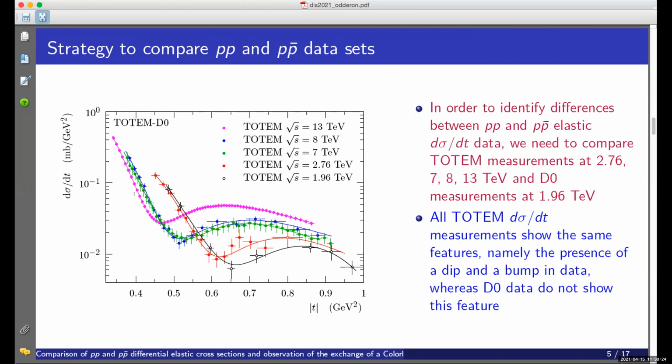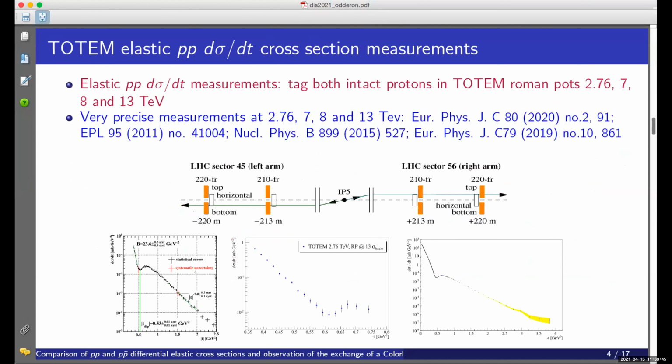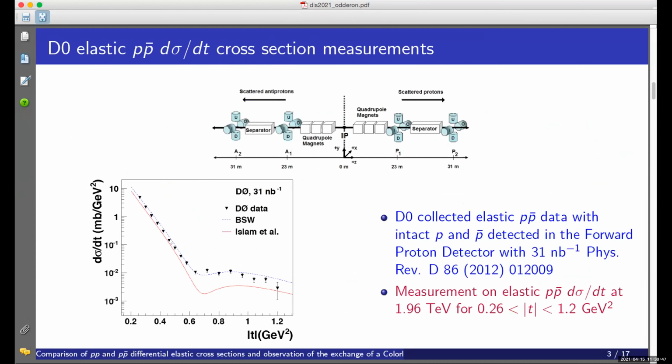So on the same plot, to be able to compare them, what you see is that they show the same feature, basically. They all have a kind of minimum, then a maximum, and then it goes down again. So basically at all square root of S, you see the same tendency for all the values of d sigma dt. Whereas if we go back one slide, from the D0 data this is not at all visible in the D0 data, which seems rather flat at higher values of t.